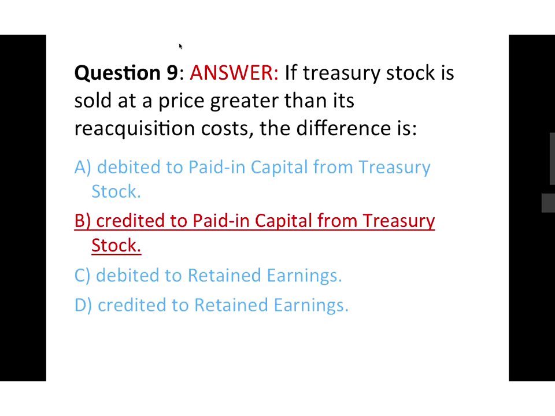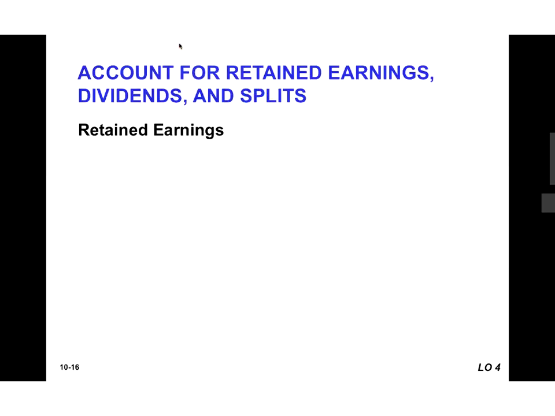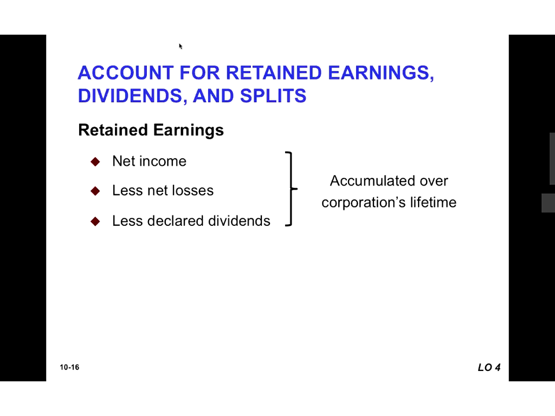Okay, so now we're going to leave treasury stock and we're going into a new topic, and the next topic is retained earnings, dividends, and stock splits. So this is kind of a lot of different things, kind of interesting. Retained earnings, we talked about retained earnings before. Retained earnings is this running total, the accumulation from the beginning of our corporation to current of net income minus net losses minus any declared dividends. And that's going to give us retained earnings, and that's accumulated over our corporation's lifetime. So it's a running total, kind of almost like a running score of how we've done.